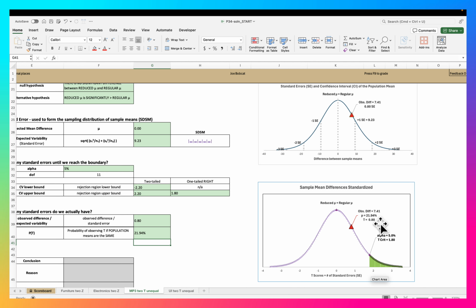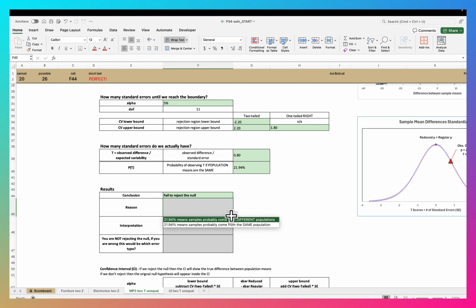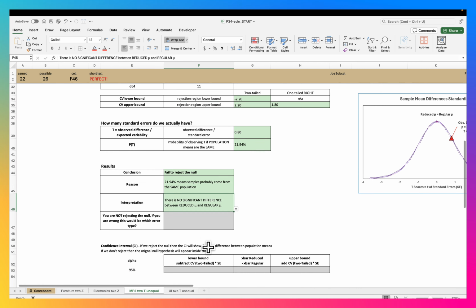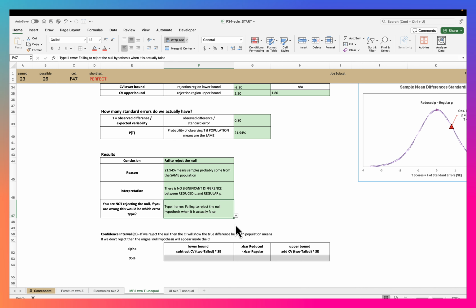Okay. So we're clearly outside the rejection region. So we are not going to reject. 21.94% means, yeah, could have happened by chance. So I'm not going to reject it. So fail to reject. The reason is that they're probably from the same population, and that means there's no significant difference. So what kind of error when we fail to reject? It's a type 2 error, because we could be failing to reject when, in fact, we should have. And I'm going to explore that in just a second.